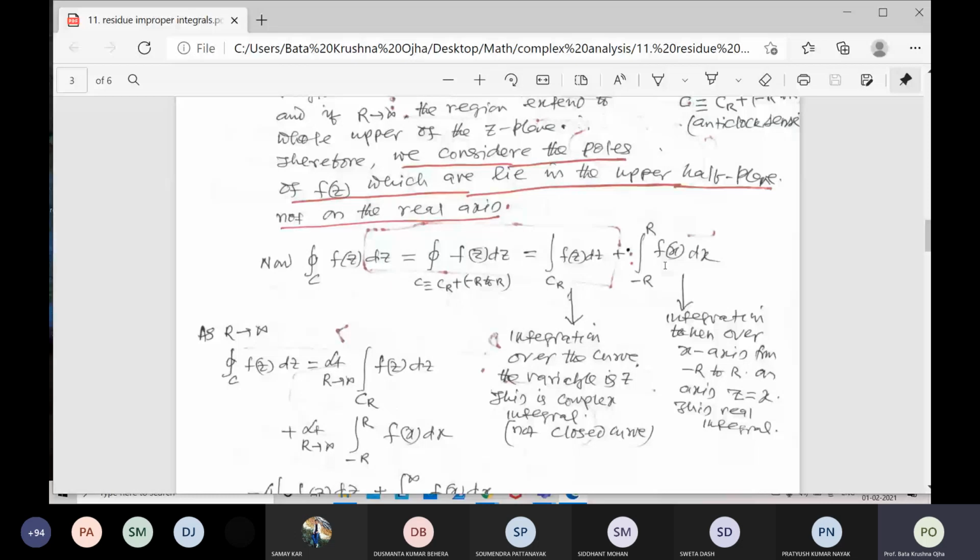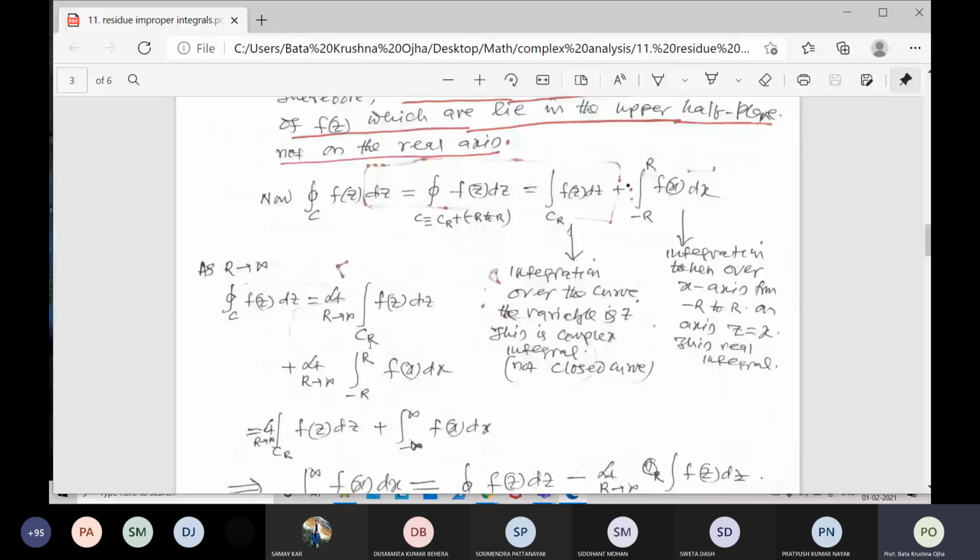You see the contour integral over C is equal to the integration over C_R plus the integration from minus R to R. If you take the limiting case, R tends to infinity, the contour integral is equal to the limit as R tends to infinity of the integral over the circle C_R, which is not a closed curve, it is the circumference of the semicircle, of f(z) dz, plus the limit as R tends to infinity of the integral from minus R to R of f(x) dx. Only the limits change, that is minus infinity to infinity.